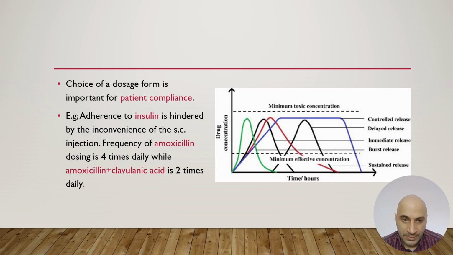The choice of a dosage form is important for patient compliance. So, for example, when you don't have any choice on the dosage form, like in insulin, all dosage forms available are injectables. That's why patients don't like insulin. A lot of compliance issues with insulin. Here in Malaysia, you can go see the elderly around you and ask them about their insulin treatment and see.